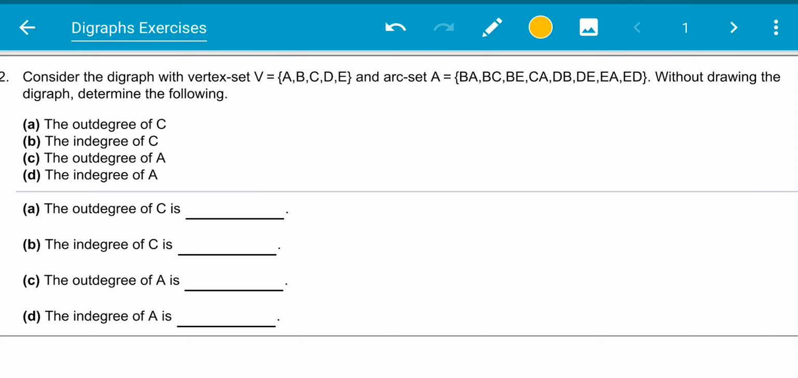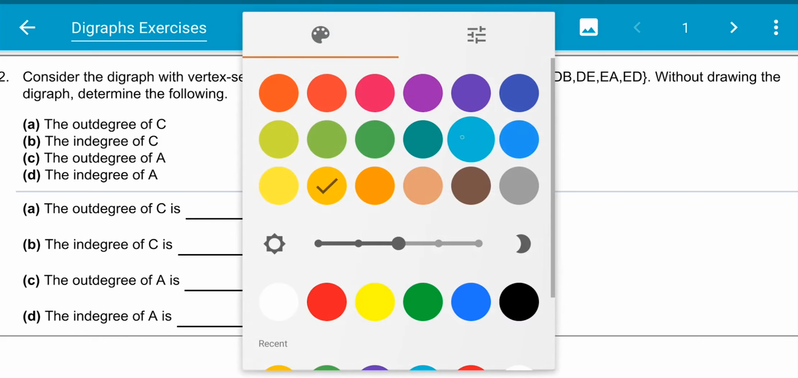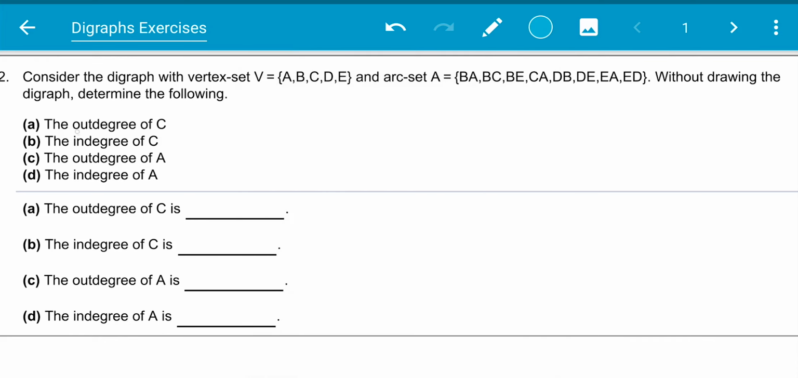So now let's move on to if we don't have a physical graph drawn. Instead of wasting our time drawing a big graph, we're just going to look at the vertex set and the arc set and analyze the in degrees and out degrees from there. So if we're looking at C, we want to know the out degree of C. That means we're going to go from C to somewhere else. When you have an arc set listed like this, it means you're going to have an arrow from B to A, from B to C, from B to E, and so forth.